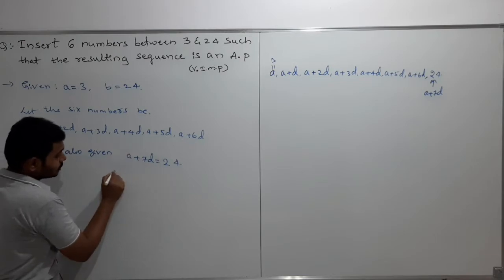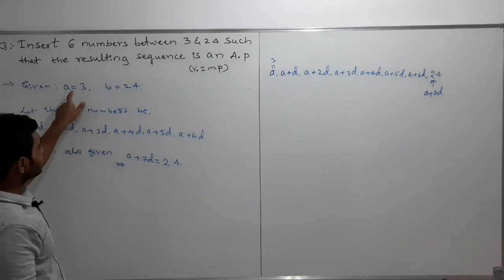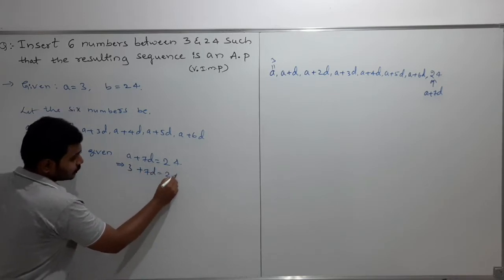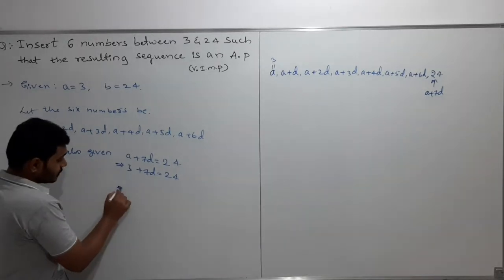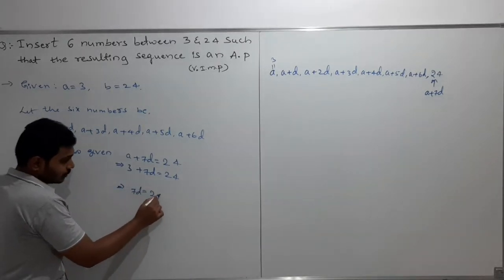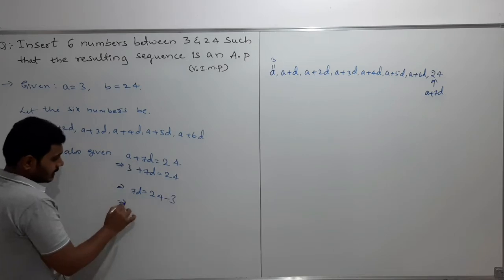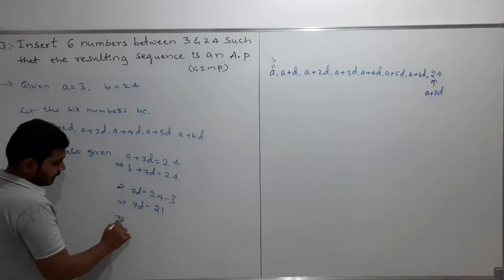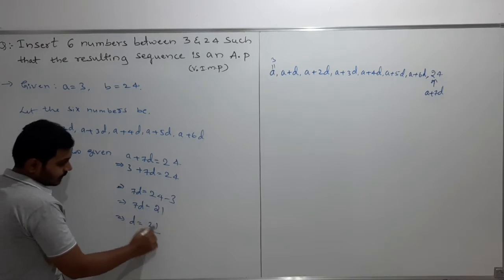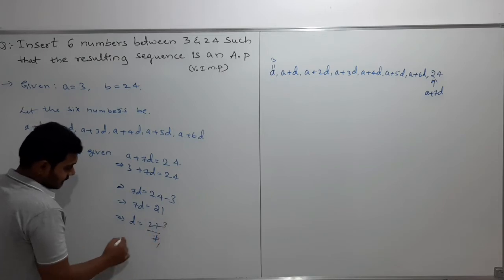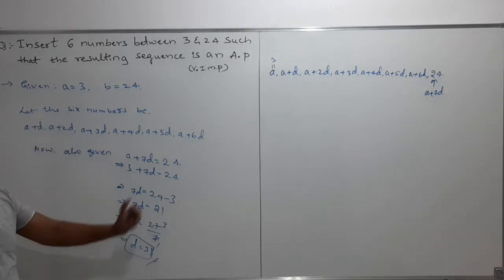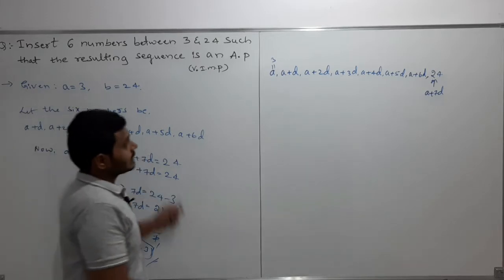So simplify this, we will get the D value. What is A here? A is nothing but the first term, they already gave that, 3. So 3 plus 7D is equal to 24. Simplify further: 7D is equal to 24 minus 3, because if I shift 3 to that side it becomes minus 3. So 7D is equal to 21, and D is equal to 21 divided by 7. 7 threes are 21. So D is equal to 3. This is the common difference D. Clear?